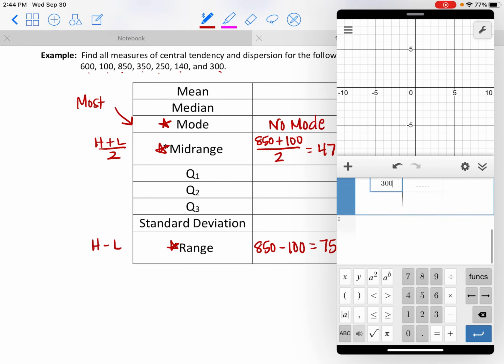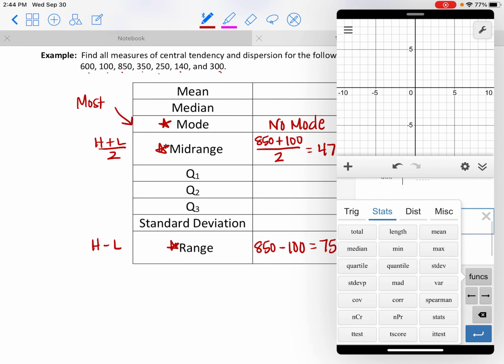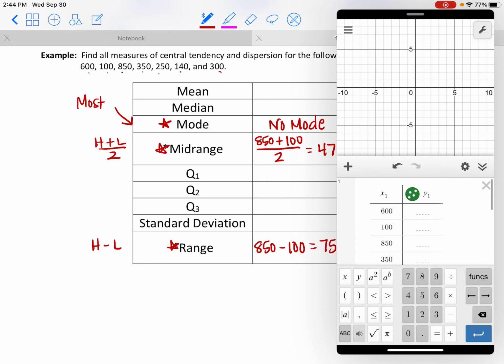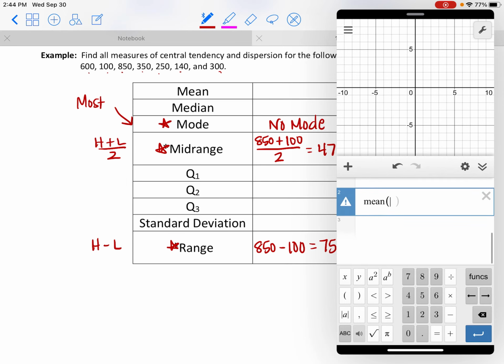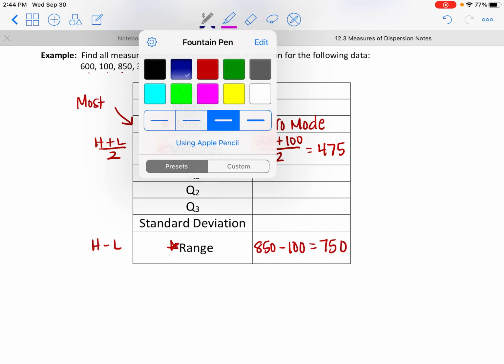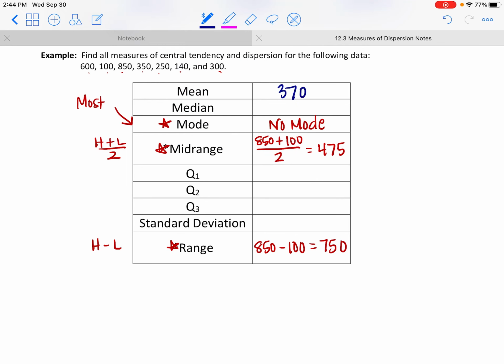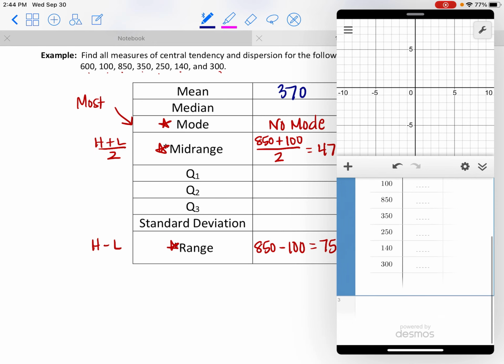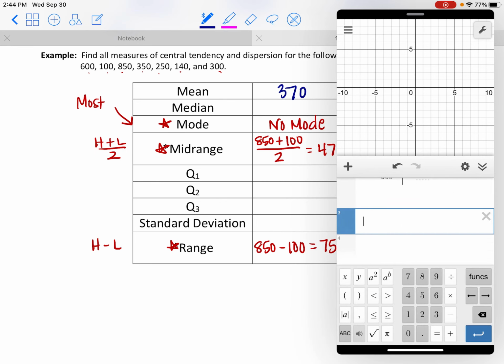Now, mean, let's do that one first. We go to functions, we go to stats, I'm already there. I find the mean, and it says, what do you want to find the mean of? We want to find the mean of this list that we're labeling as X1. See X1 at the top of the list there? So we're going to type in X1, and it's going to tell me it's 370. So from the calculator, 370. Okay, and now let's go into another line, separate calculation here. Let's go median. So median of X1 is going to be 300.